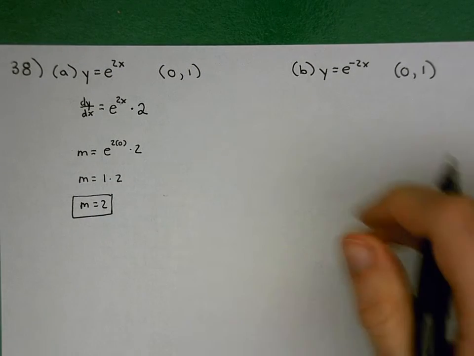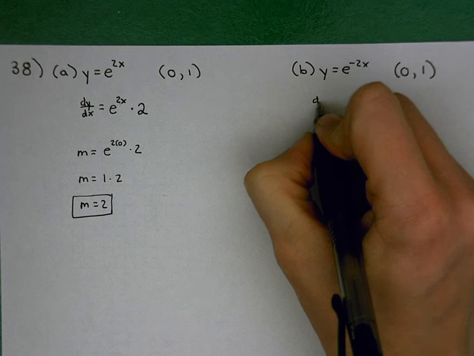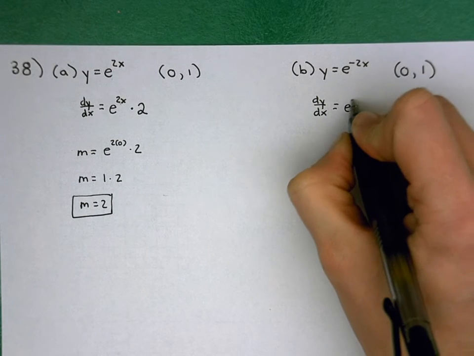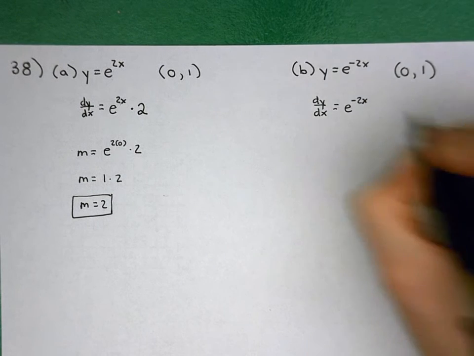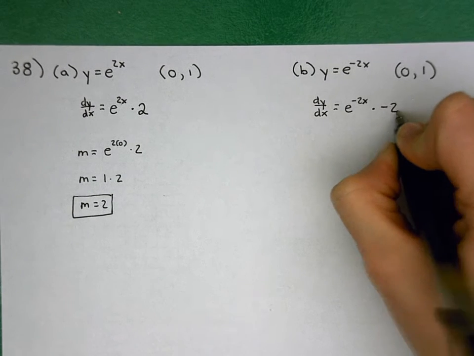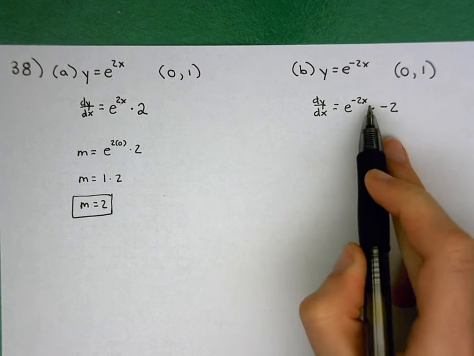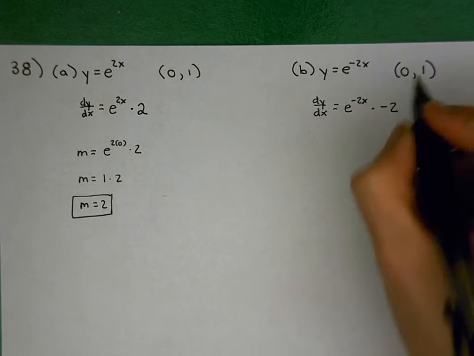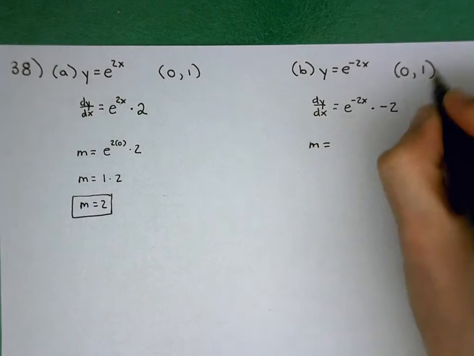Okay, another kind of that basic level. Again, slope of the tangent line, aka derivative. So we're going to start with the derivative. Derivative of e is e to the n times the derivative of n, which in this case n is negative 2x, and the derivative of negative 2x is negative 2. Okay.